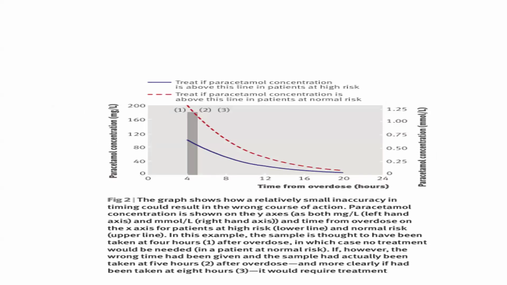Now, this is the pictorial representation of the nomogram, in which paracetamol concentration is shown on the y-axis and the time from overdose is shown on the x-axis. The graph is shown by the blue line. It suggests that if paracetamol concentration is above this line, the patient is at high risk. The dotted red line indicates that we need to treat the paracetamol poisoning with acetylcysteine if the paracetamol concentration is above this line in a patient at normal risk.